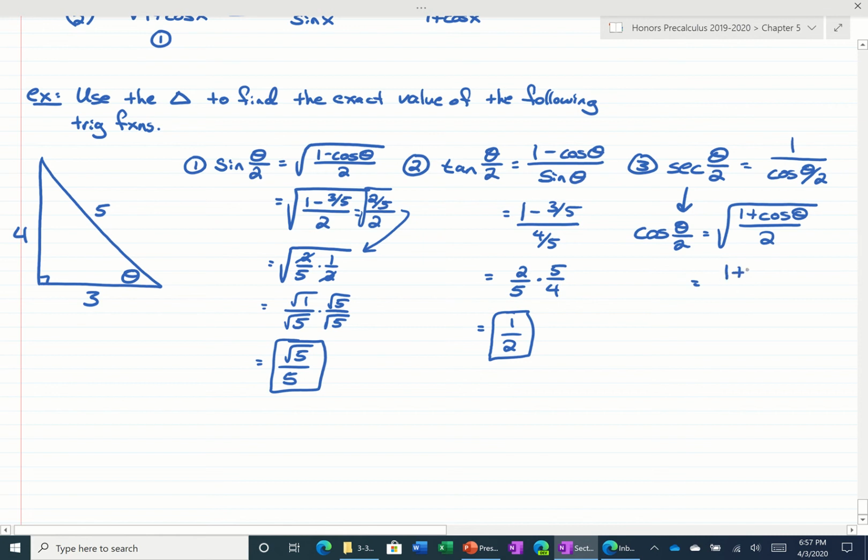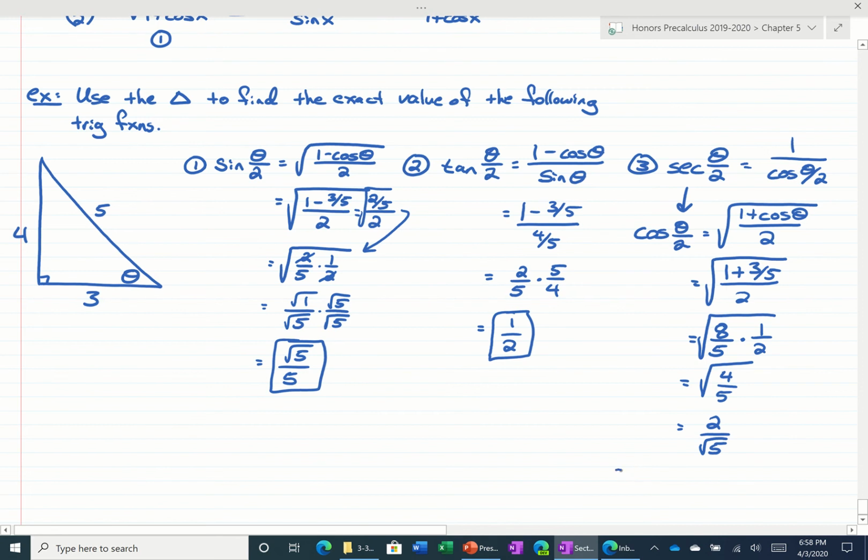Well, 1 plus the cosine looks like this. 1 plus 3/5 is 5/5 plus 3/5 is 8/5. We're dividing by 2, so I could either write dividing by 2 here, or I'm just going to multiply by the conjugate. This gives us the square root of 8 divided by 10, or 4/5, which is 2 over the square root of 5. Now that's what the cosine is.